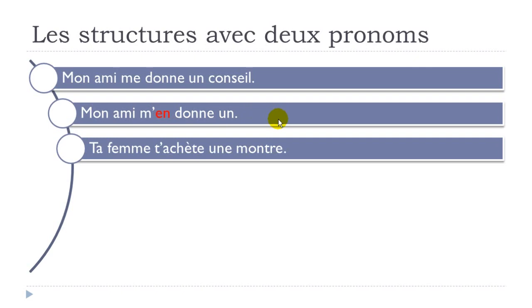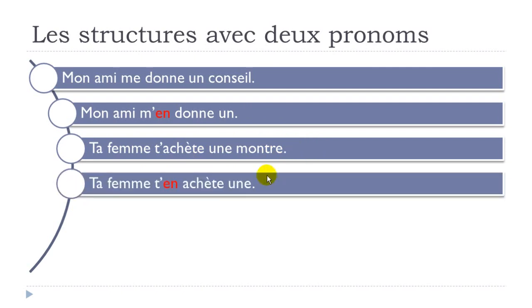Second example, ta femme t'achète une montre. Ta femme, your wife, acheter is to buy, une montre, a watch. Of course we would like to replace une montre. In that case, we will use this pronoun en. So you've got this te again, but as it's with the vowel here, en, then the e needs to go away. T'en achète une. So as we saw for the rule, first we've got te, after that en is coming, and then we've got the verb.